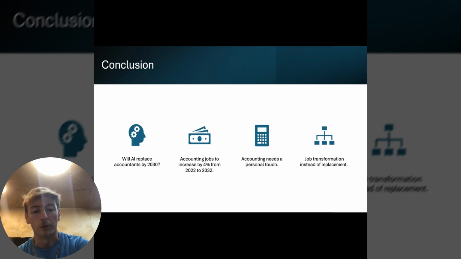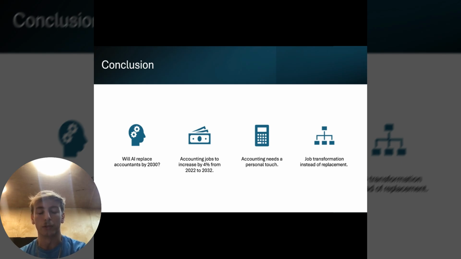So within the article, there was a conclusion that was mainly pinpointed on one specific question: Will AI replace accountants by 2030? And a statistic by the Bureau of Labor Statistics states accounting jobs are going to increase by 4% from 2022 to 2032. So we're going to see an increase in the number of accounting jobs. So AI will not replace us by the year 2030.